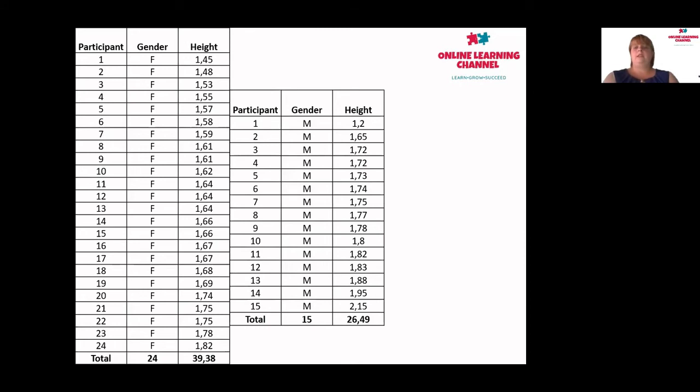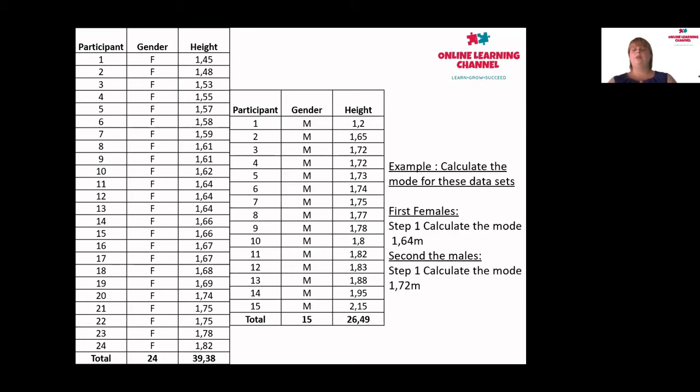Okay, let's just quickly look at an example. So here's again, the example is calculate the mode of these data sets or indicate the mode of these data sets. So the first one, you're going to go and you're going to see. Luckily, because they're already in order, it's easy to see where you have the same numbers. Okay, there's 2, there's 3, there's 2, 2, 2. So 1.64 is going to be your mode because that one, it occurs 3 times. Then you do the exact same at the males. Okay, there's 2.